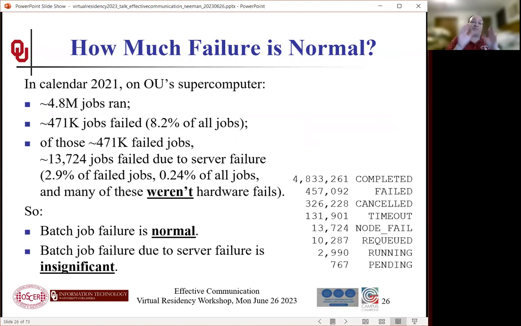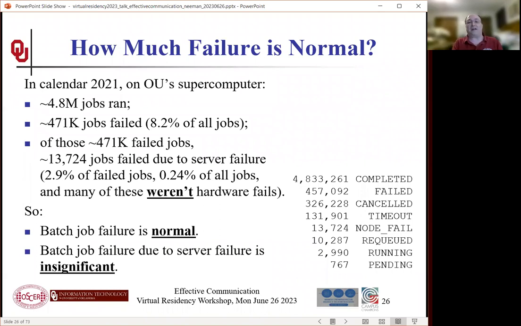So how much failure is normal? Sorry, that should say calendar 22. I just ran these numbers last night. So in calendar 2022, we ran a little under 5 million jobs, of which a little under 500,000 failed, right? So about 8% of all jobs failed. Of the jobs that failed, only 14,000 failed because the server failed. So that's 3% of the failed jobs and 0.25% of all jobs.